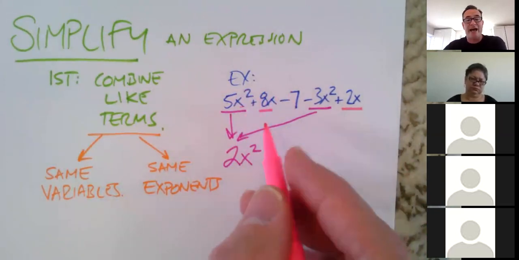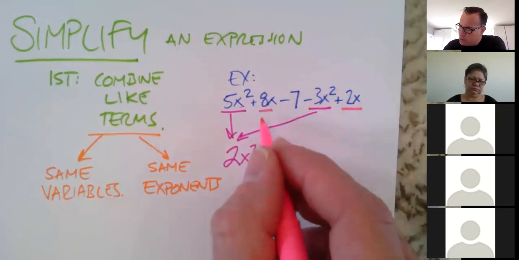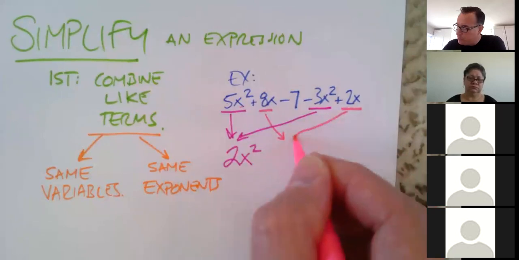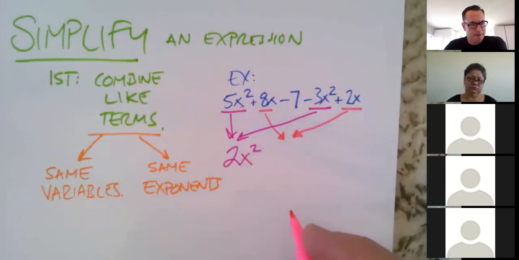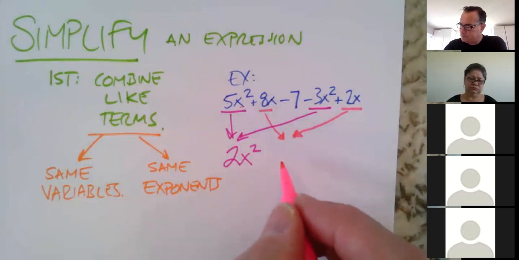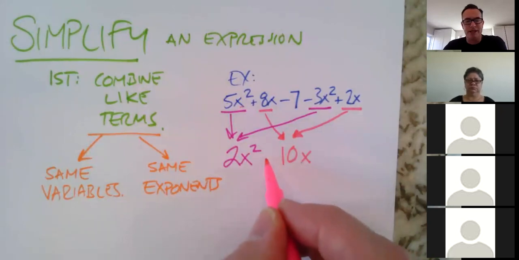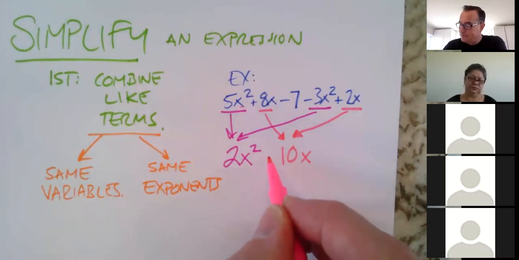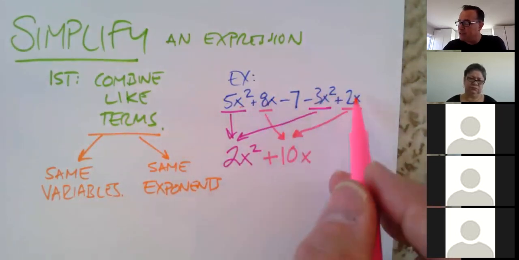So, America, if I add 8x and 2x together, will there be any zero pairs? No. They are both positive. So how many will I have? 10. Correct. 10x. And will this be a plus or a minus? Plus. Correct. It's going to be a plus because they are both positive there. That's fine.